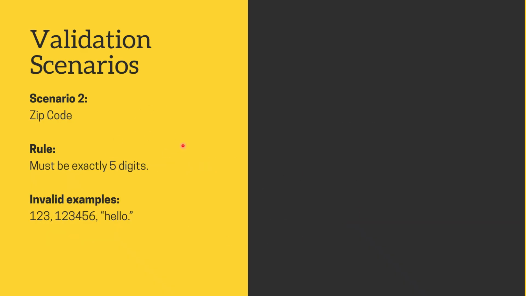Okay, so here's another one. This one is related to zip code. The rule is that it must be exactly 5 digits. So that means invalid examples would be what? 1, 2, 3, because that's not 5 digits. 1, 2, 3, 4, 5, 6, definitely greater than 5 digits, or the string hello.